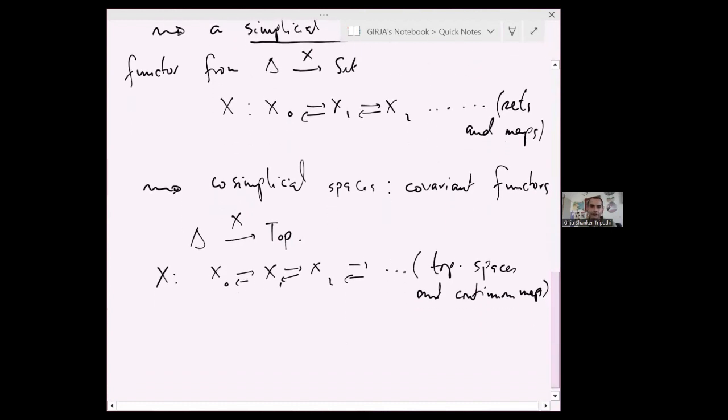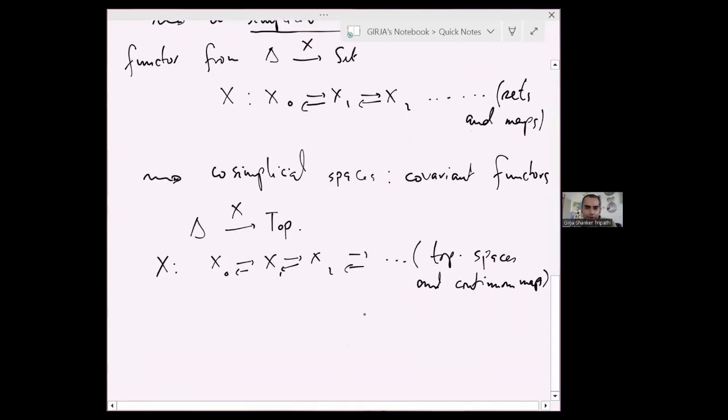So some quick examples one could see, but before examples, let's try to see some specific maps in this category, or morphisms in this category itself, which generate a class of morphisms in delta. That would basically give you a generating set for all these maps in some sense. So here are particular maps called coface and codegeneracy maps in this category.